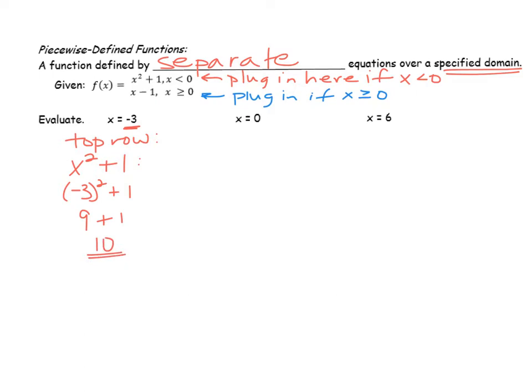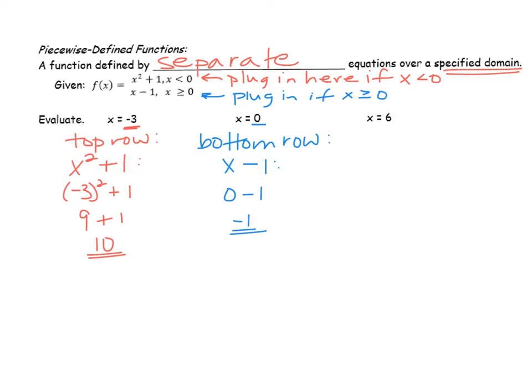Let's try another one. X equals 0. So now be careful, because if it equals 0, it can't be plugged into the top row. Equal to 0 isn't less than 0. In that second row, x is greater than or equal to 0, it will apply there. So that means we'll go into the bottom row. And we just plug in x and simplify in that bottom row. If x is 0, then 0 minus 1 is -1. That's it. That's really all you do.